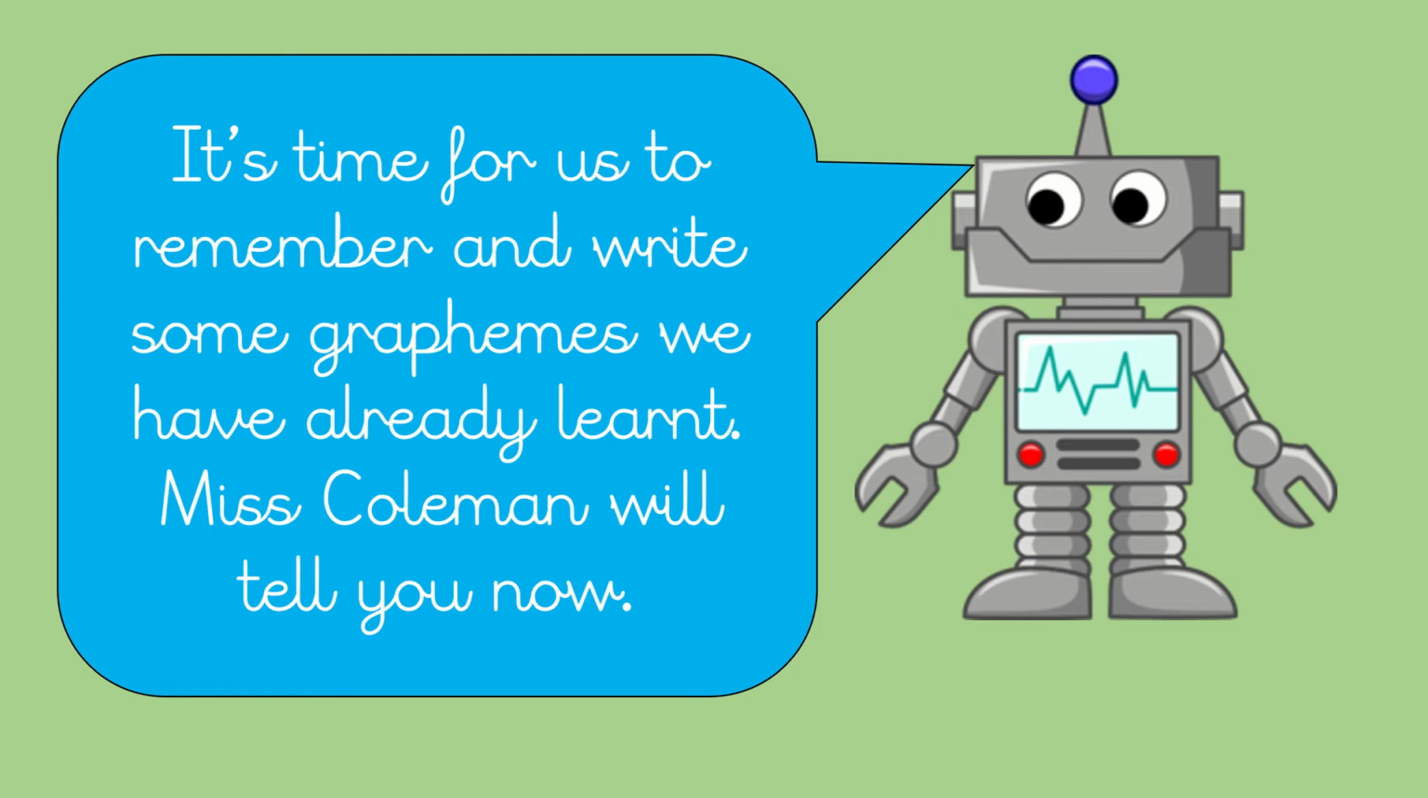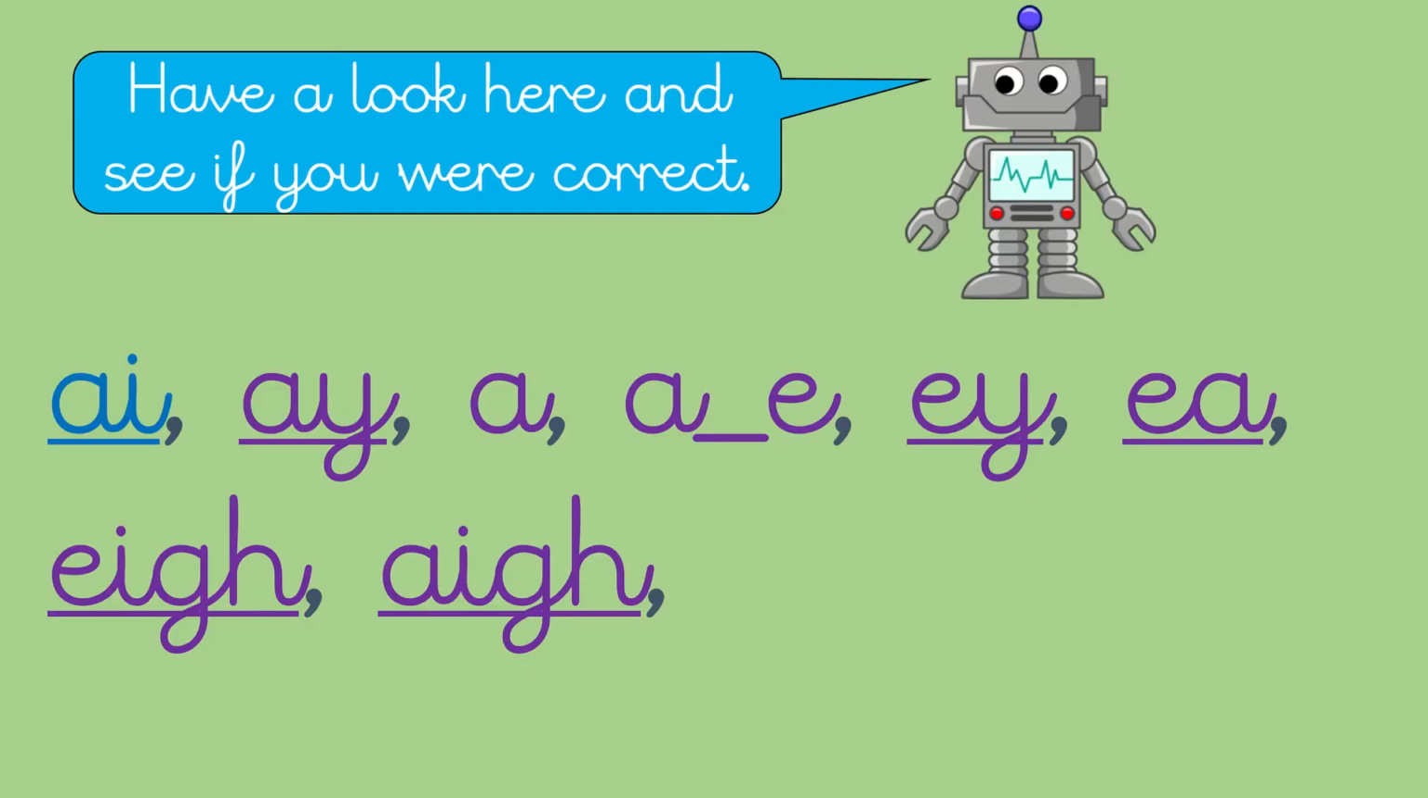Great job, guys. You should have had a go at writing all the different graphemes for the A sound. Here they are: A and an I, A and a Y, A split digraph, EY, EA, EIGH, and AIGH. Pause the video now and check yours to see if you've got them correct.